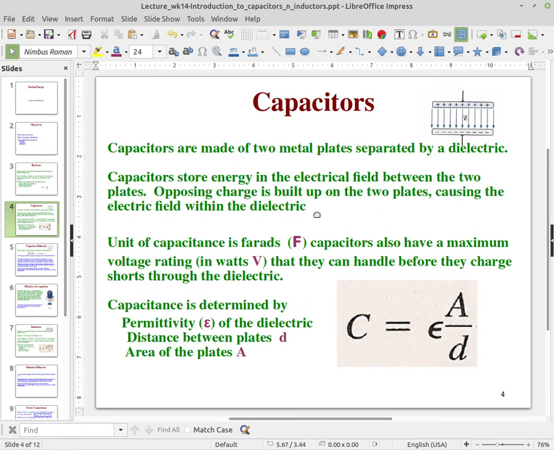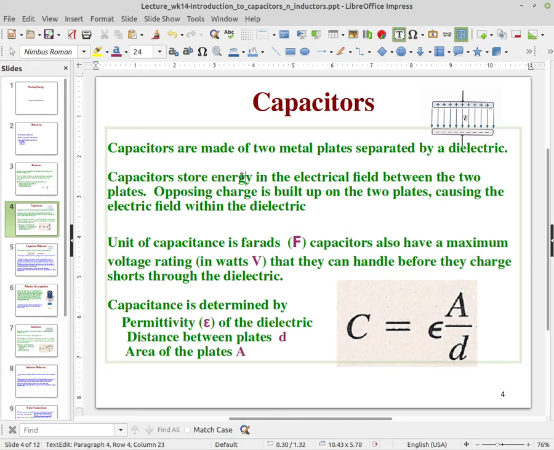Capacitors are made of two metal plates separated by a dielectric. Now, dielectric is kind of a fancy word for an insulator. So basically, a capacitor is two metal plates separated by some sort of insulation material. Capacitors store energy. So they don't use the energy, but they can store it. They store the energy within an electric field between the two plates.